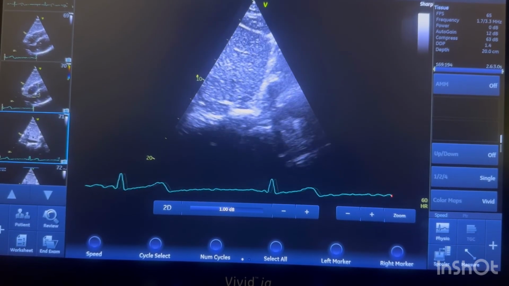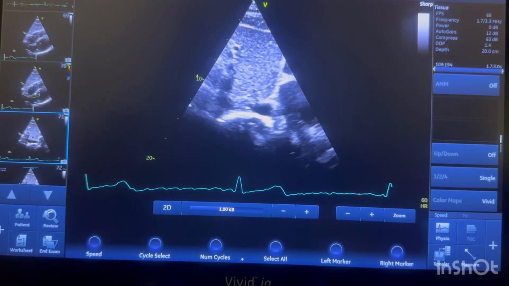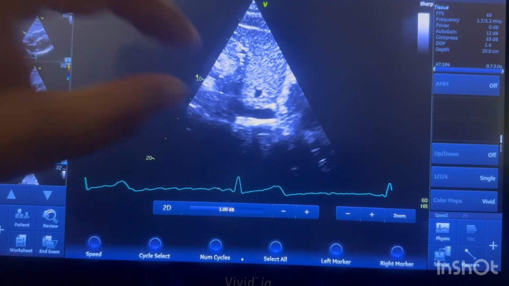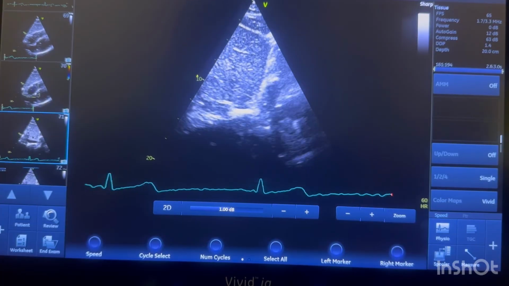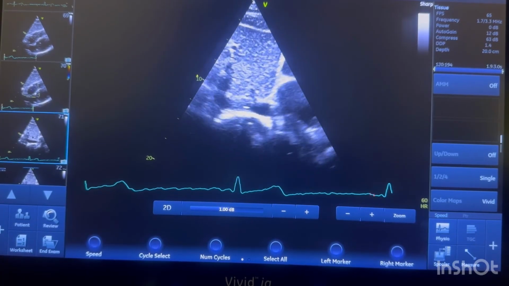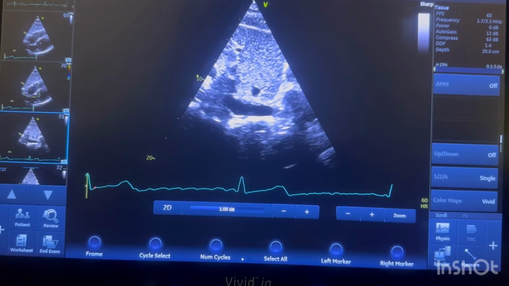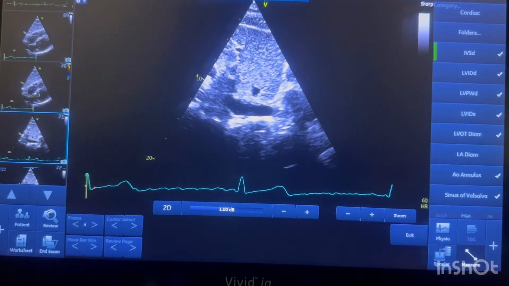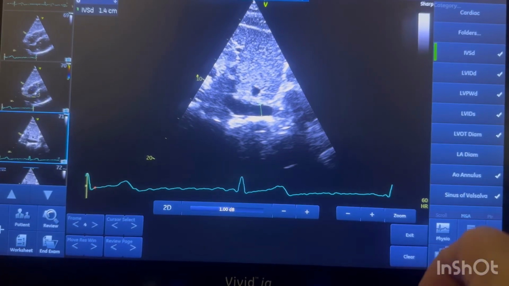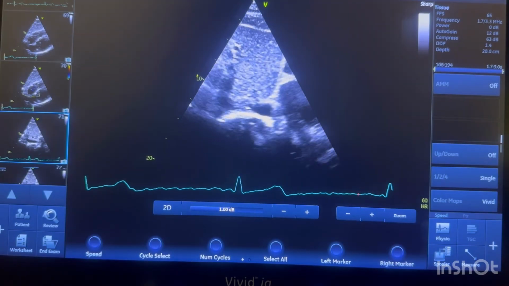If you look at this view, we see the IVC in full diameter and then we see that it's collapsing properly with the inspiration. So once you see it, you just freeze it, and wherever you get the bigger area, you go and measure it. For example, from here to here, I'm measuring it in centimeters. This is how you are going to measure the IVC.